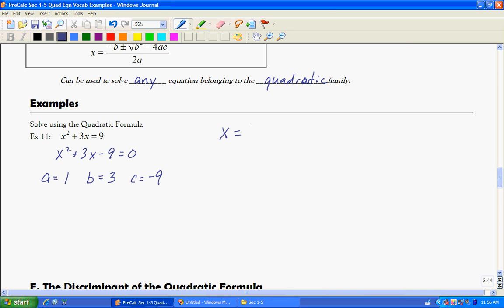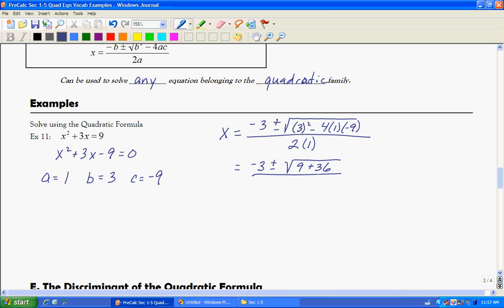So x is equal to negative b, so that's negative 3, plus or minus the square root of b squared, so we have 3 squared, minus 4ac, so that's minus 4 times 1 times negative 9, all over 2 times 1, 2a. And then we just go through and simplify. So we have negative 3 plus or minus the square root of 9 plus 36, all over 2, which is equal to negative 3 plus or minus the square root of 45 over 2.